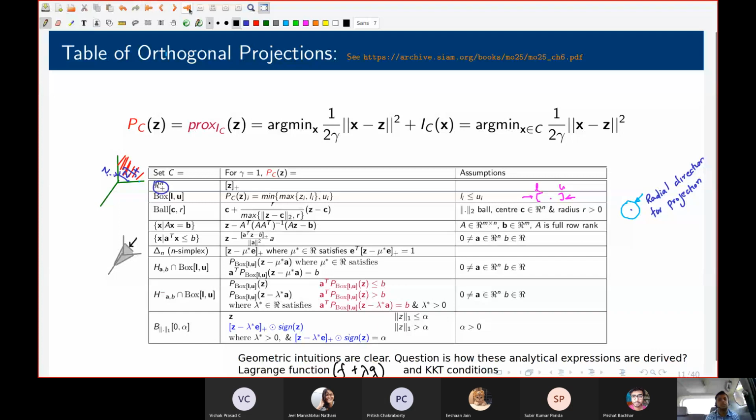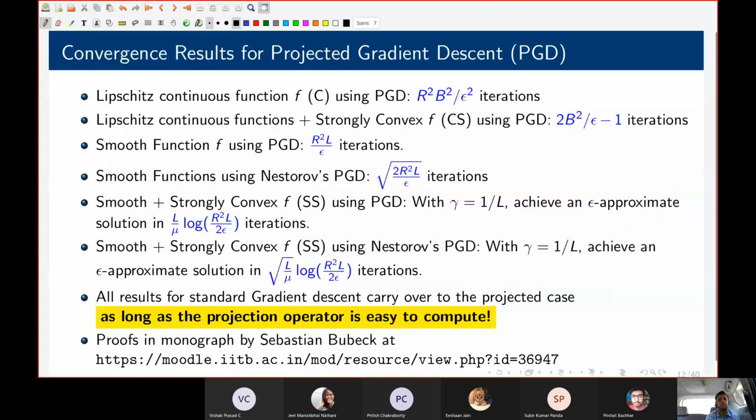Okay, just one point. If you can solve the projection step exactly and efficiently, it's the same, right? I'm just trying to impress upon you that nothing has changed. So if you have smooth, strongly convex, again, you get this log of 1 upon epsilon kind of convergence and so on. That's the best we have. And by the way, we get to the same using Nesterov with smooth and strongly convex. Okay.